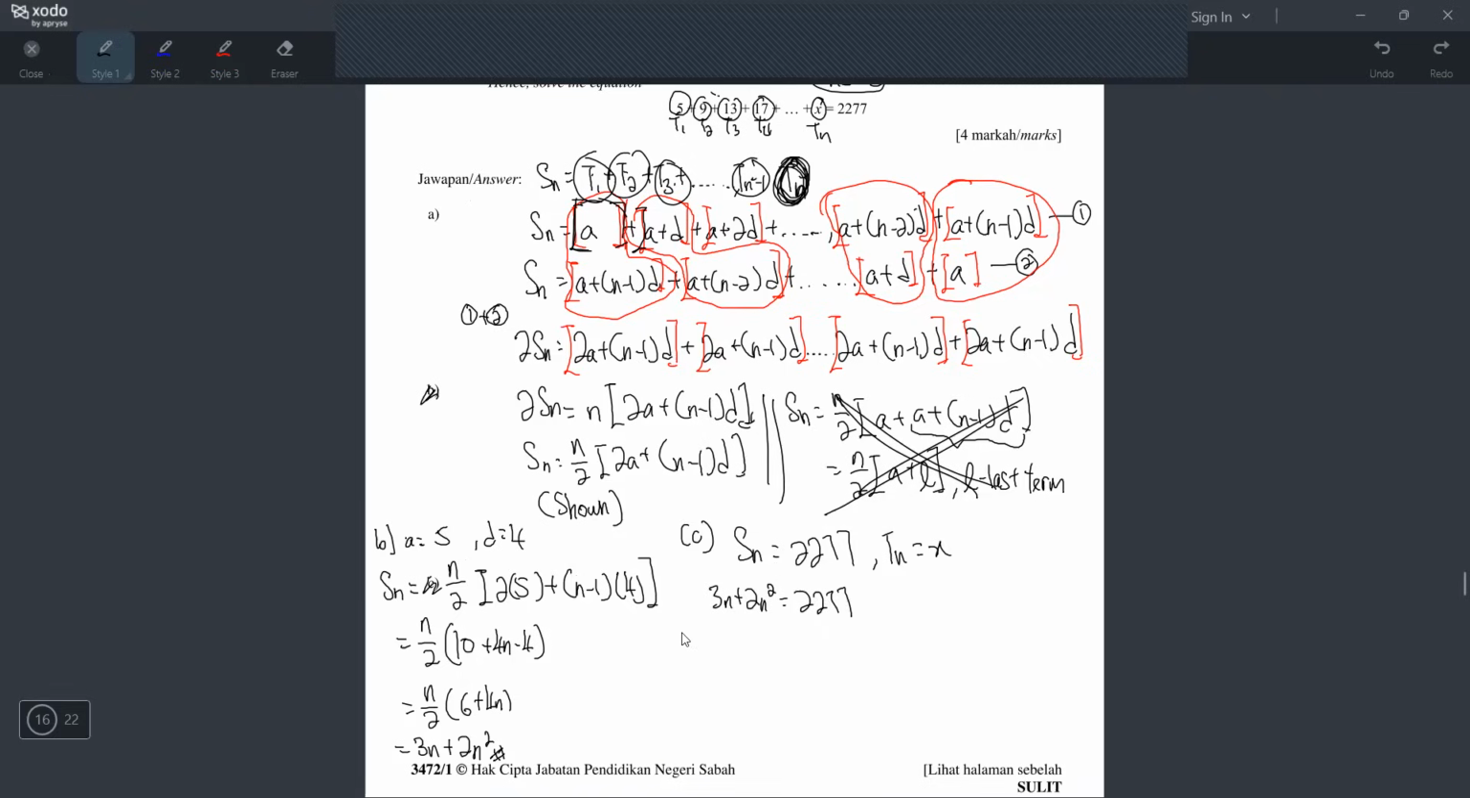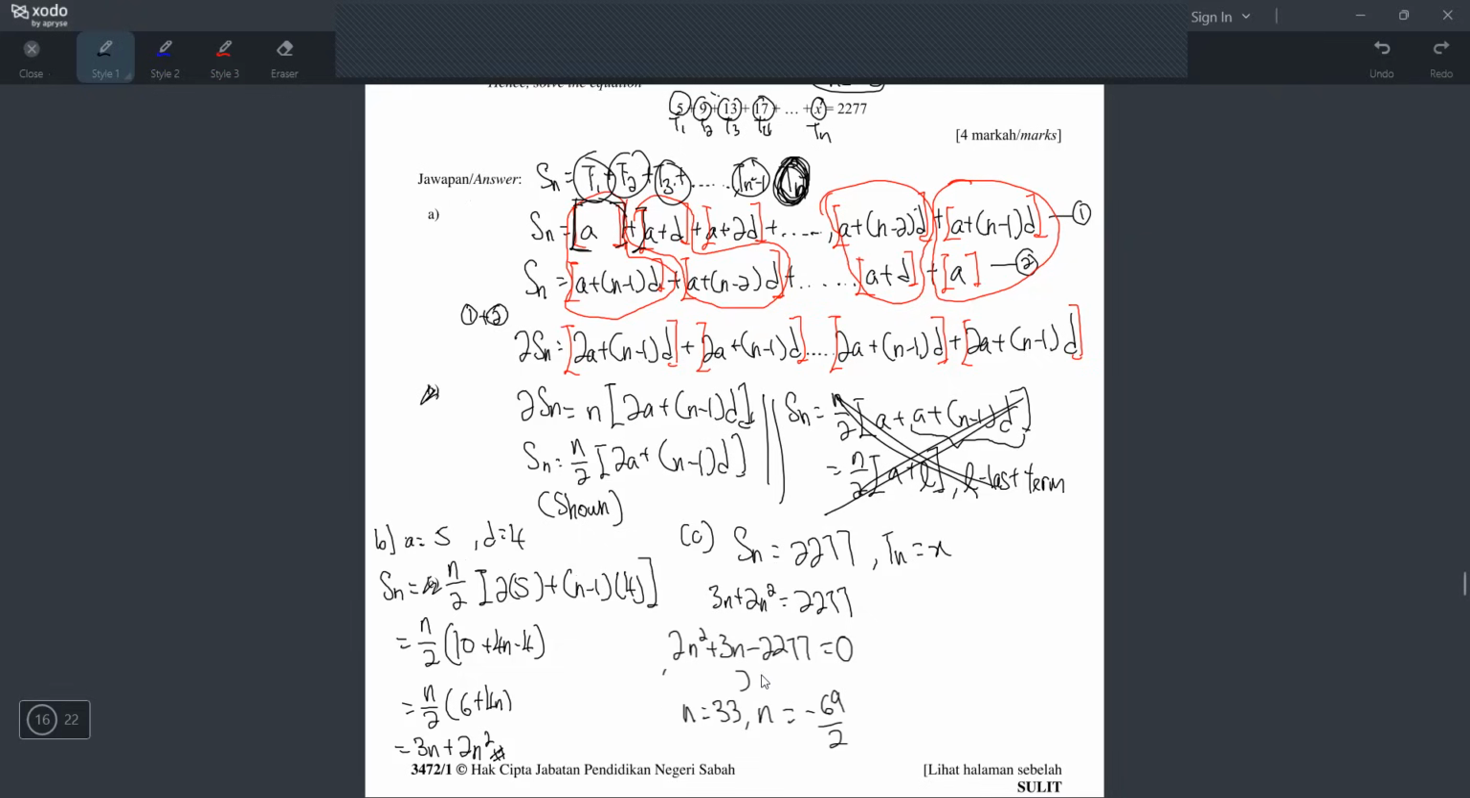This has a square, and a square means quadratic. So for quadratic, you have to move everything to one side equals 0. So 2277 becomes minus 2277 equals 0. And now I have to factorize this. So let's factorize. Use calculator. What's the a? 2. What's the b? 3. What's the c? Negative 2277. My calculator gives me 33, so my n is 33. And the other answer is negative 69 over 2.